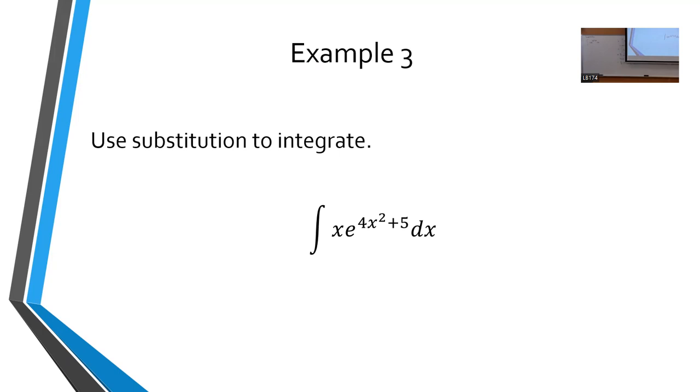What do you think the inside function on this one's going to be? 4x squared plus 5. Exactly, that exponent of 4x squared plus 5. So when we make u, it's going to be 4x squared plus 5.